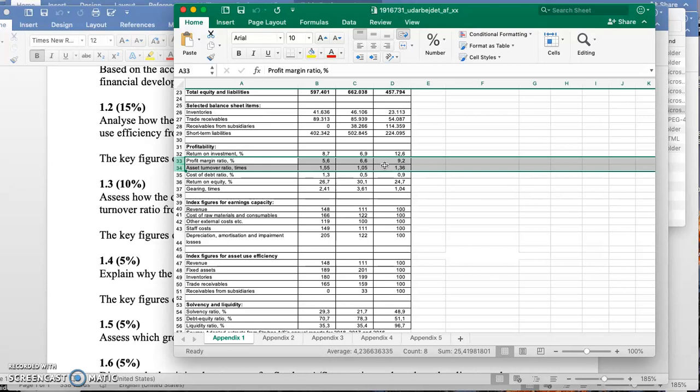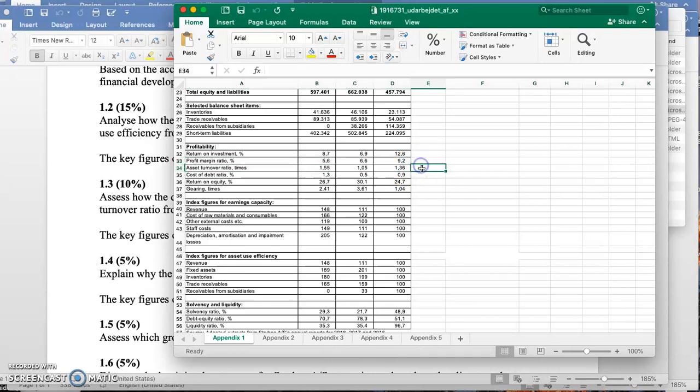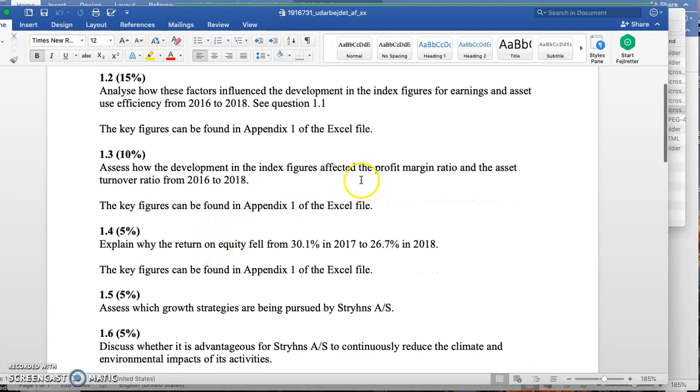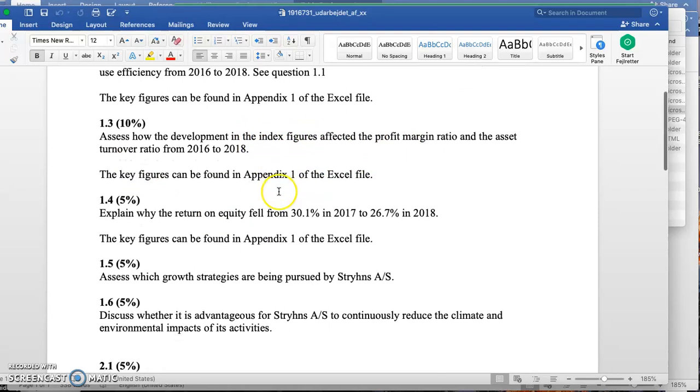Okay, perfect. So from 2016 to 2018. Of course, there's a good relationship between these, and you need to put them into connection to the question, in terms of the index figures that you also talked about.